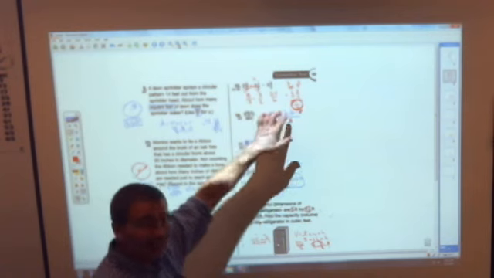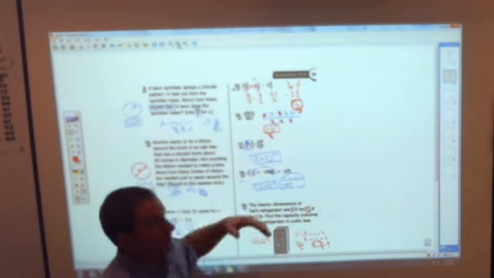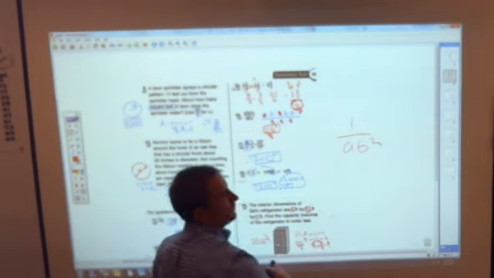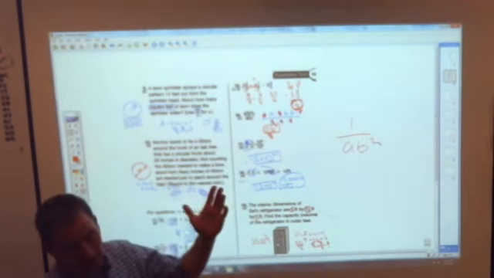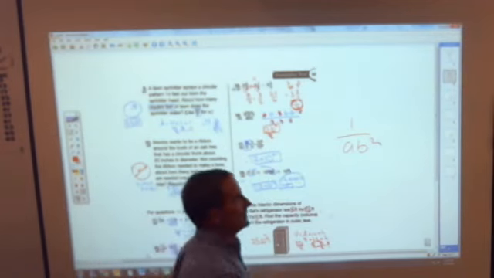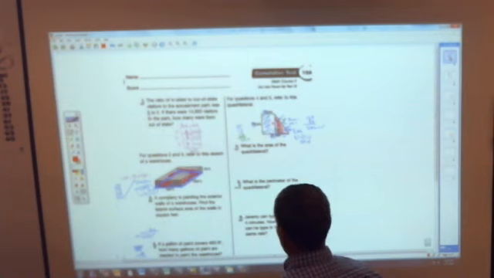But if everything on top would cross off, you have to keep the 1 on top and put whatever is on the bottom. If these had been flip-flopped, I would have to keep the 1 that's on top, because that creates a fraction with the 1 up there. This one has a 1 on the bottom, and that doesn't. Thank you.